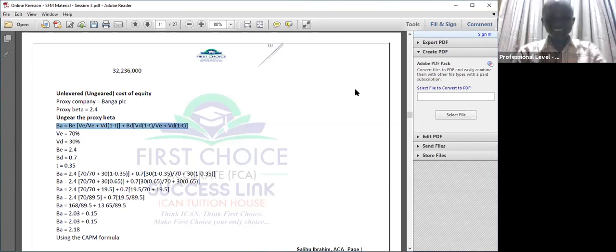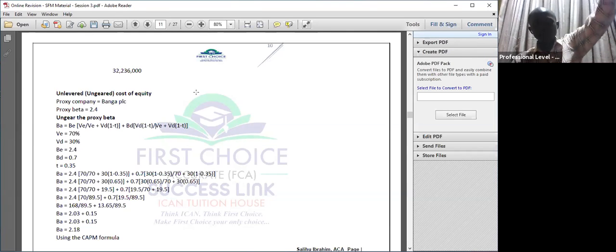Now, from the journey of Banga, value of debt is given as 30. If you look at it, it is debt over debt plus equity. That's what is given to us. So in the debt, I will put 30 because that is what the question gave me. In the denominator also, where I have debt, I will put 30. Equity will now be 100 minus 30, which is 70. That is why I have my equity as 70 and my debt as 30.